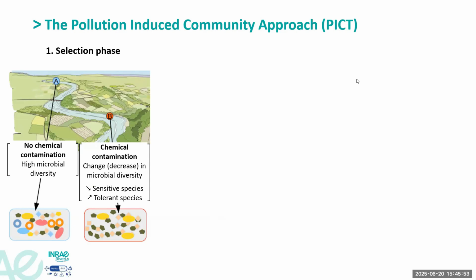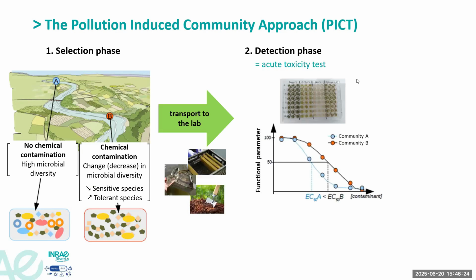To explain it in more detail, for example, you have this kind of ecosystem with an increase in contamination from upstream to downstream. You can see the cycle. It can be in the water, but it can also be in soil. So you can decide if you want to work with aquatic or terrestrial communities. Upstream, if you don't have chemical contamination, generally you have high microbial diversity. And if the contamination increases, you can observe change in the microbial diversity with a decrease in the sensitive species and generally an increase in the tolerant ones. So if you have a decrease of sensitive species and an increase of tolerant ones, it means that your community as a whole will increase its capacity to tolerate the toxicity of the contaminants that are responsible for the change in the diversity. So the challenge is to be able to measure this tolerance.